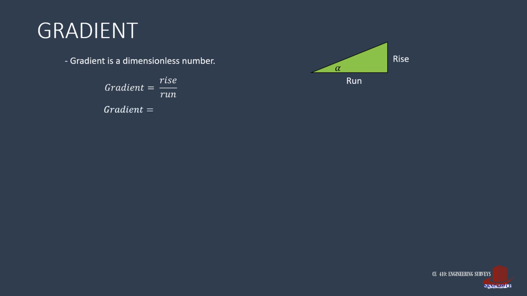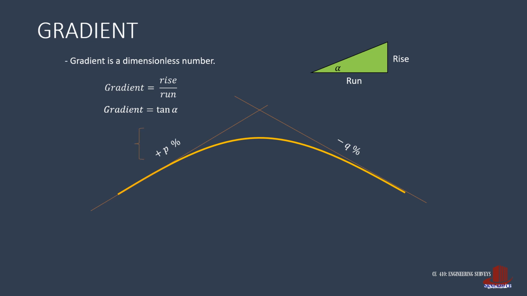Gradient or grade is a term we use to define the slope of a tangent. This is like rise over run, which can also be equated as tangent of alpha. In highways, saying that we have a curve, the first gradient rises up and is called positive P. Then the other tangent, which goes down, is called negative Q. In other references, instead of using P, they use G1, in small and capital letters. Q is also written as G2, in both small and capital letters.